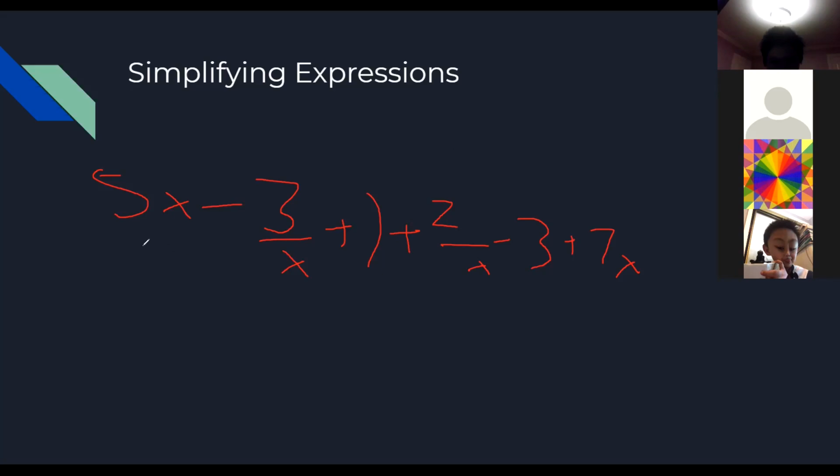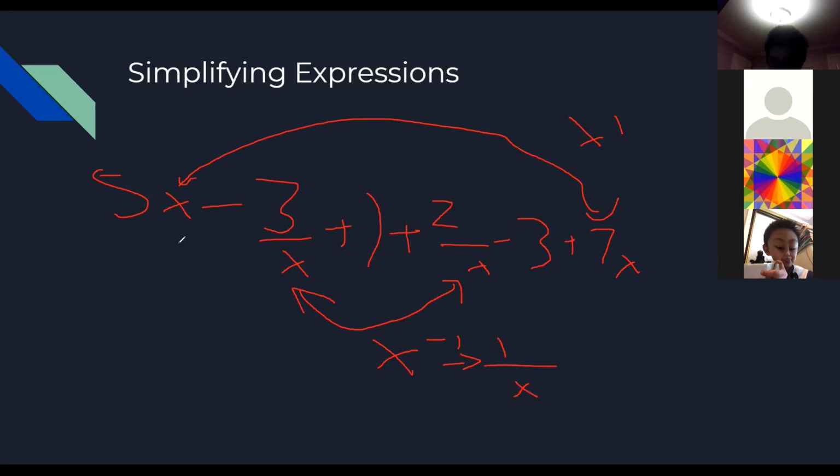Okay, so first we have to find like terms. These two share the same like term of x to the first power, and these two terms share the same power of x to the -1, which we know is 1 over x. So we add these two, which is 12x, and these two, since this one's negative, plus 2, which is -1x, plus 3 minus 1 will be 2.